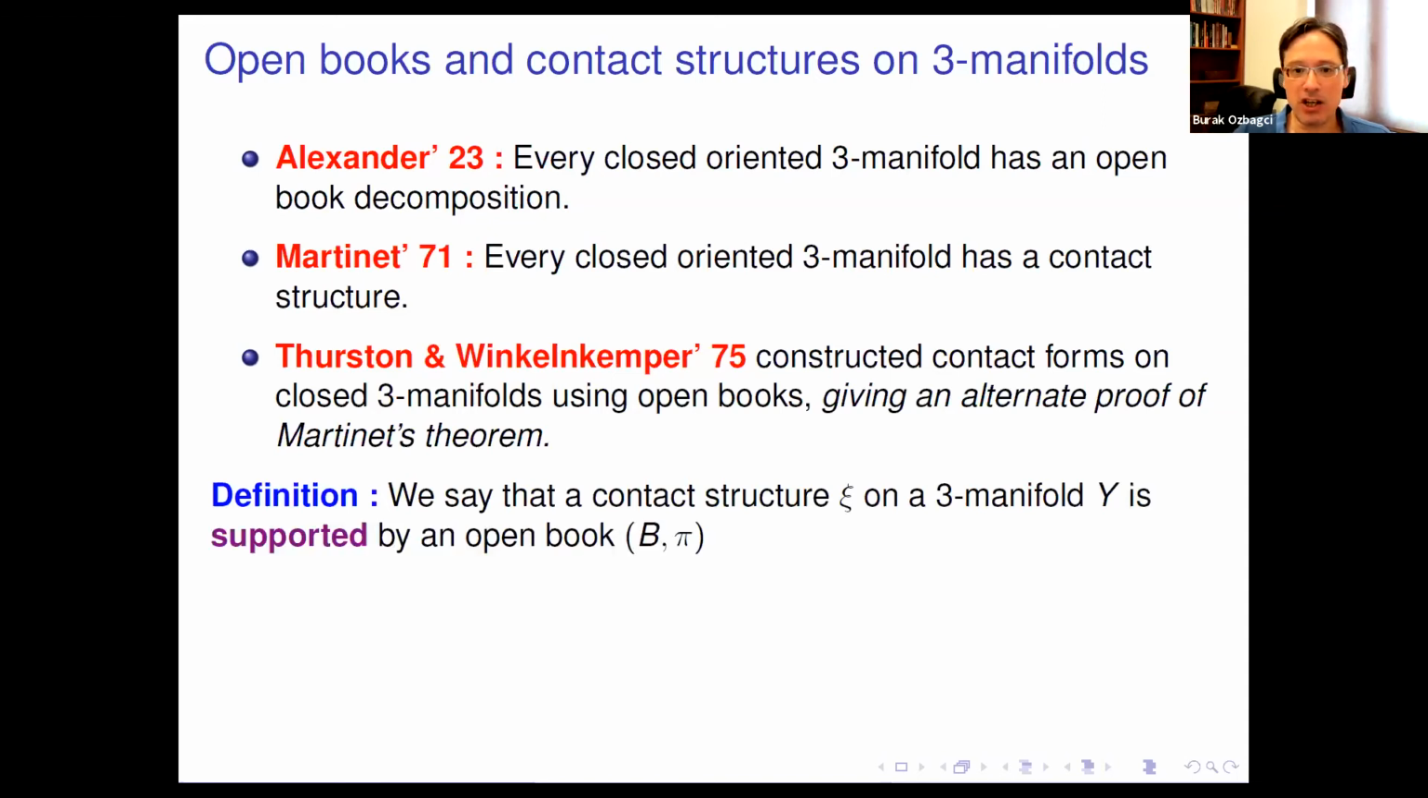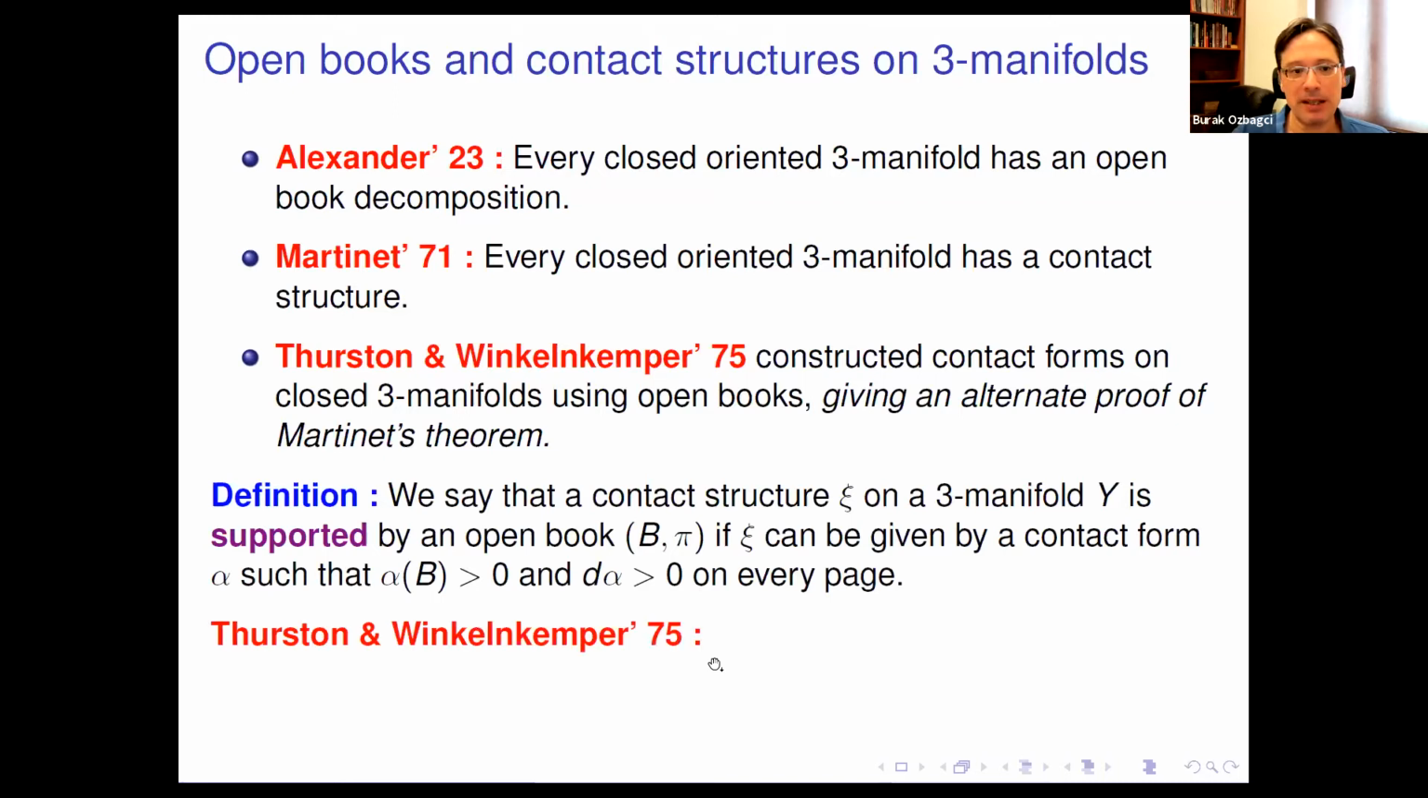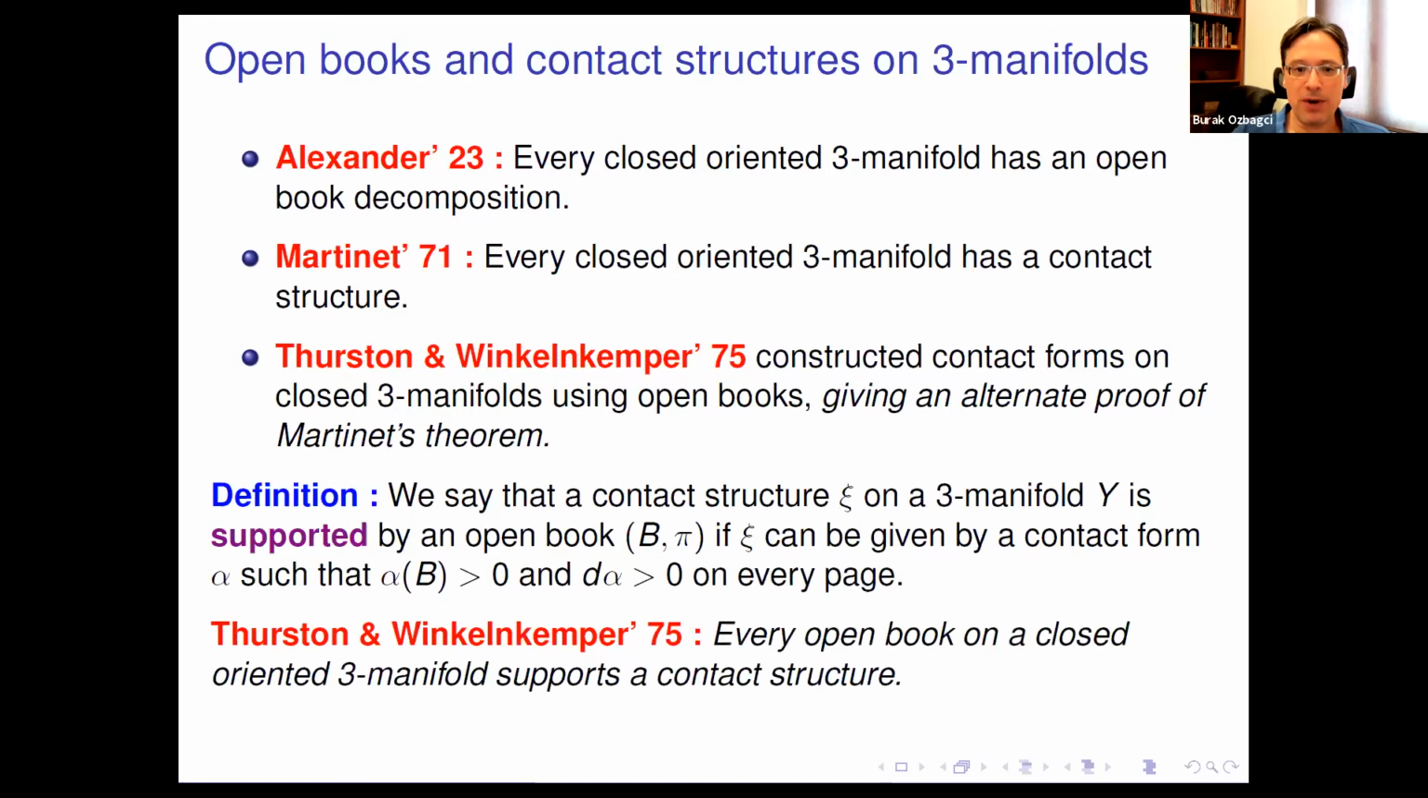We say that the contact structure xi on Y is supported by an open book (B, pi) if xi can be given by a contact form alpha such that alpha evaluates positively on the binding and d alpha evaluates positively on every page, making every page symplectic. So we can rephrase the theorem of Thurston and Winkelnkemper as follows: every open book on a closed oriented 3-manifold supports a contact structure. Based on this definition, we can reformulate it exactly in this way.